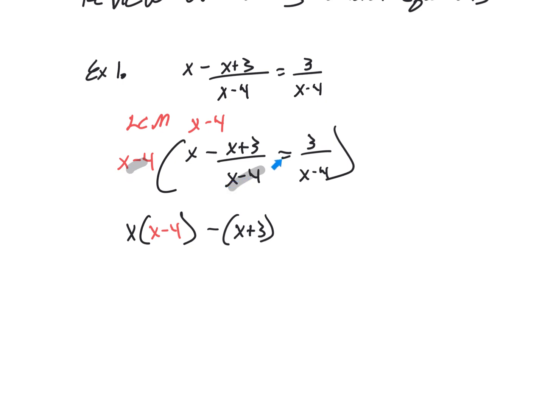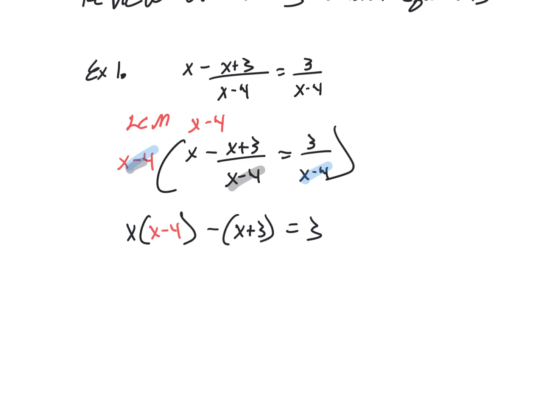Now, equals, now we have this 3 over x minus 4. Again, the x minus 4, the denominator, and the least common multiple will cancel each other out in this one. So we just bring down the equals 3. Now we have this equation that we can go ahead and solve. There's no denominator. We just need to distribute where we need to, combine like terms, and solve it.